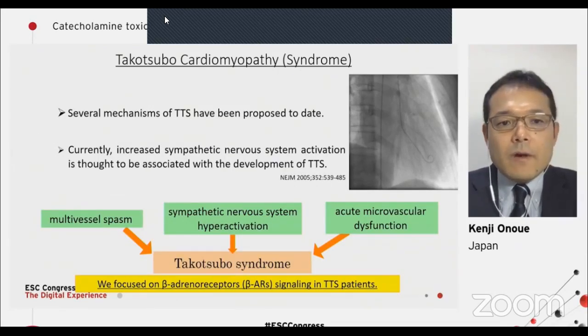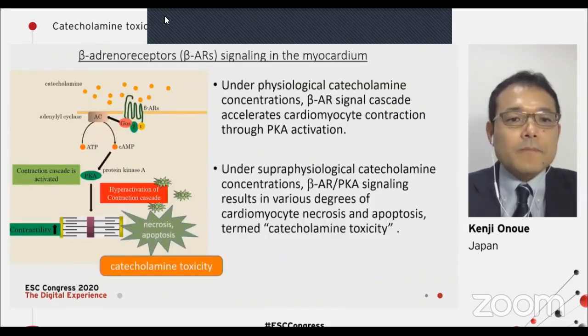Several mechanisms of TTS have been proposed to date, like multivessel spasm or acute microvascular dysfunction. Currently, increased sympathetic nervous system activation is thought to be associated with the development of TTS, so we focused on beta adrenergic receptor signaling in TTS patients.